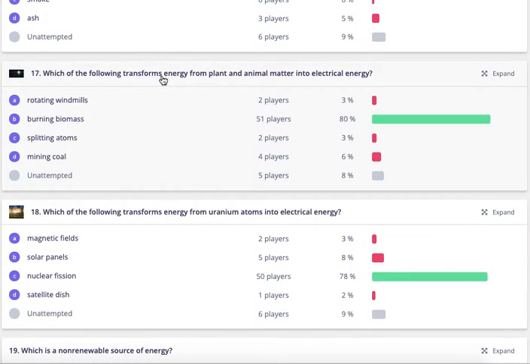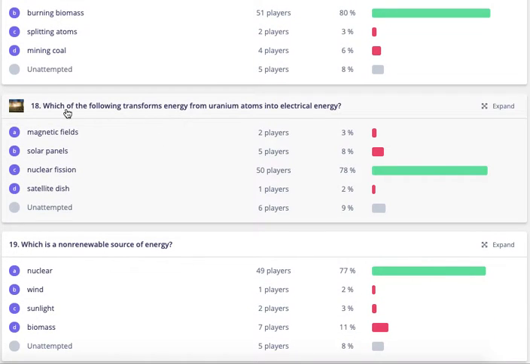Which of the following transforms energy from plant and animal matter into electrical energy? Plants and animals are living things. That's biomass. Bio, living. Which of the following transforms energy from uranium atoms into electrical energy? Nuclear fission. Atoms, nuclear. Common sense.